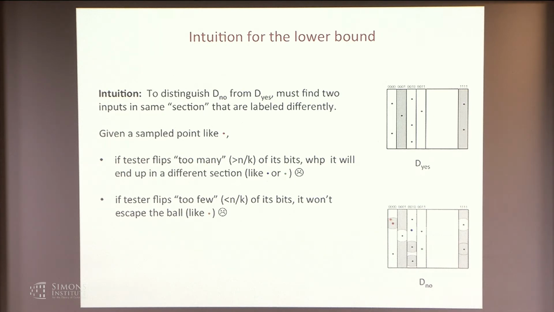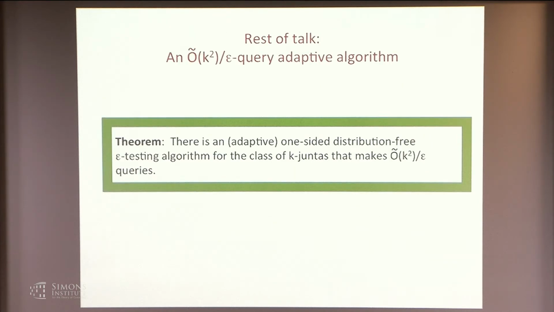You can make it precise and prove a 2 to the k over 3 lower bound for non-adaptive algorithms. Does it make sense at some intuitive level? Good. Okay. Good. So I guess I still have some time left.